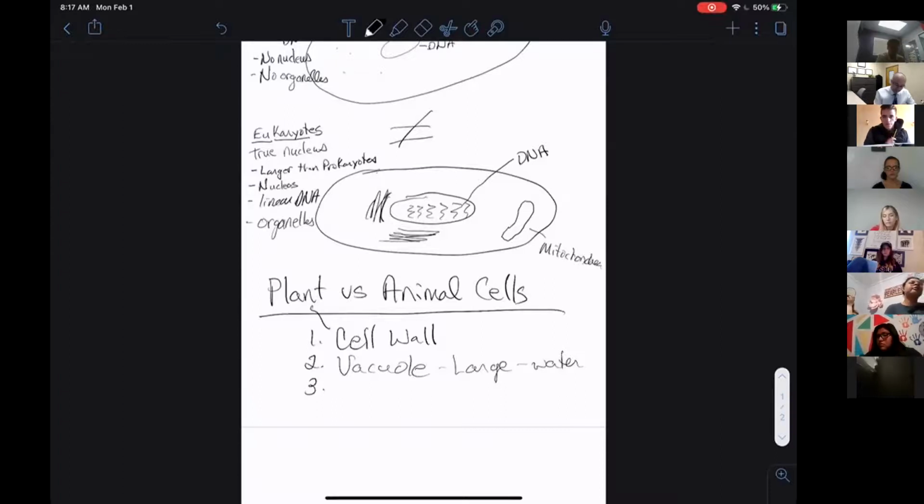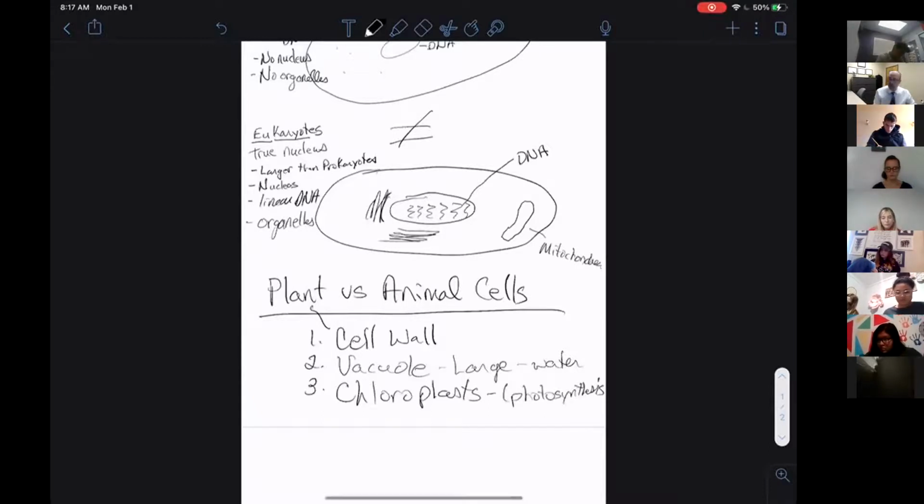The last thing that plants have that animal cells do not is an organelle called a chloroplast. Most plants, not all plants actually, but most plants have something called a chloroplast, and that is what does photosynthesis.